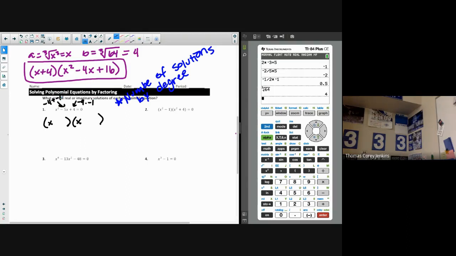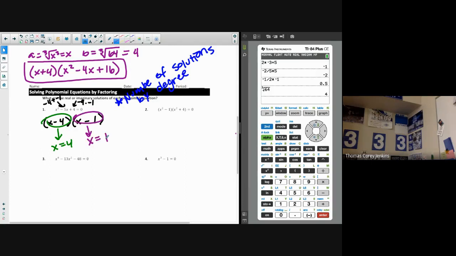All right, so that will give me my linear factors. x minus 4 is one of them, x minus 1 is the other. And like we say, we just use the 0 product property. So x minus 4 equals 0 tells me that x equals 4. x minus 1 equals 0 tells me that x equals 1.